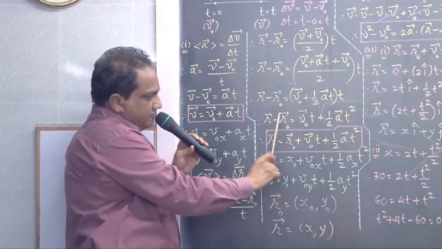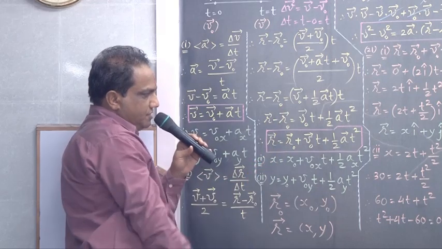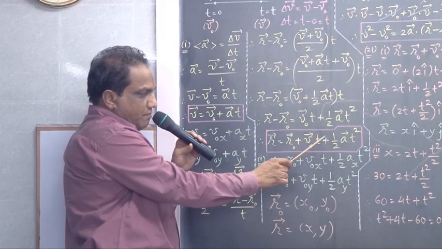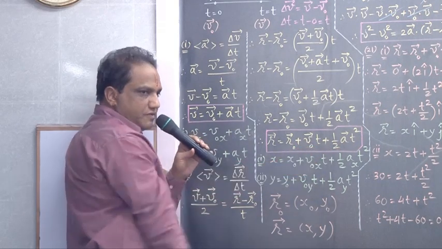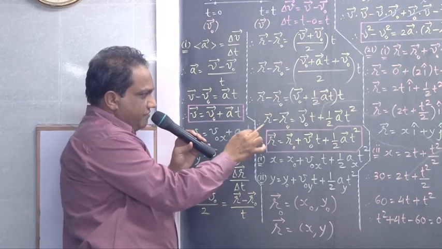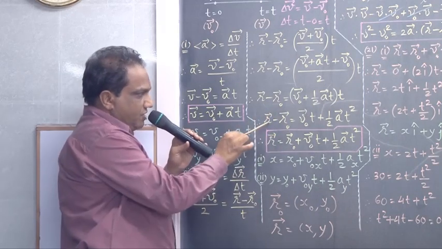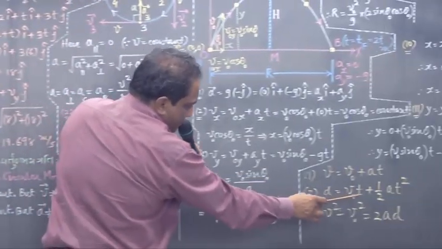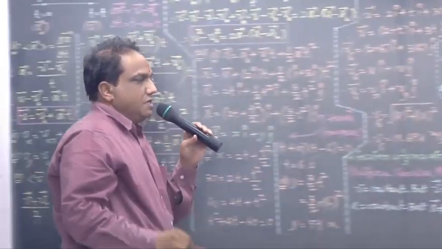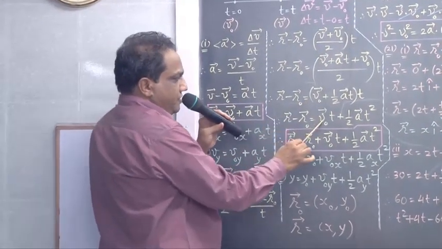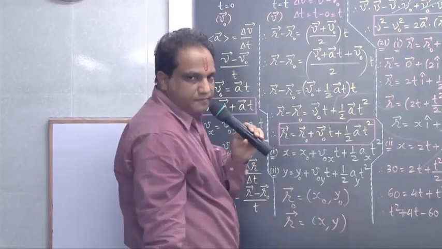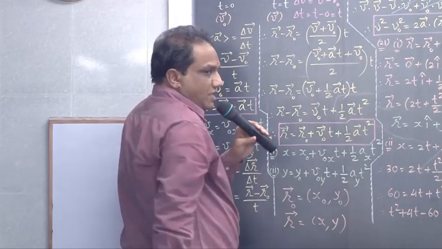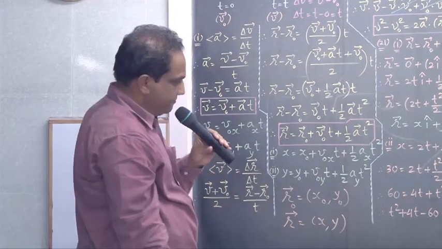Transfer this part; from minus it will become plus. Vector r equals vector r0 plus vector v0 into t plus 1 by 2 vector a into t square. If you match this with displacement, the equation is like this: d equals v0 t plus 1 by 2 a t square. Correct? Now write the components of this equation in scalar form. Come on.